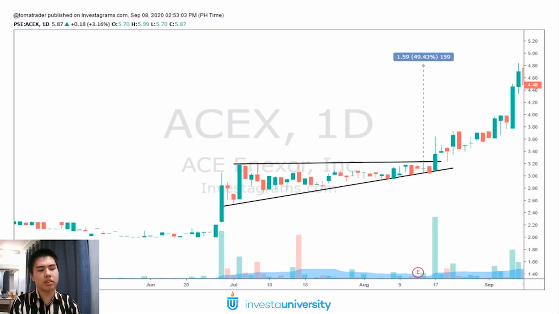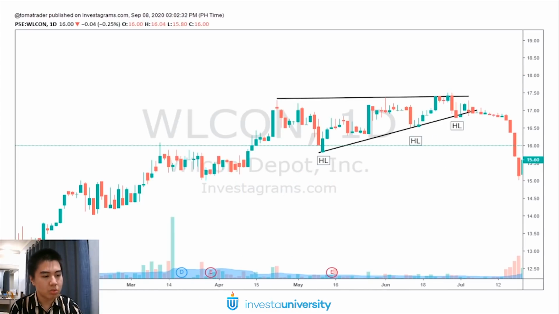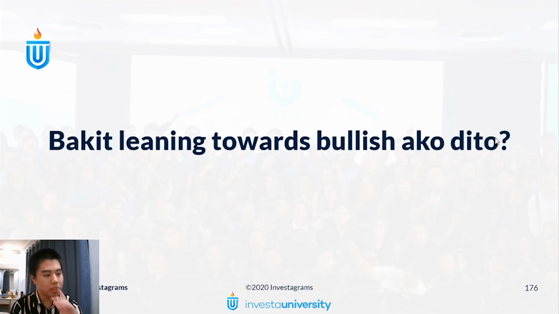And again, I just want to show another example. This is another ascending triangle. So Ace X before. And of course, again, it doesn't always work. So here, we have an ascending triangle. We have a higher low, but it also broke down. So this is what I want to show.